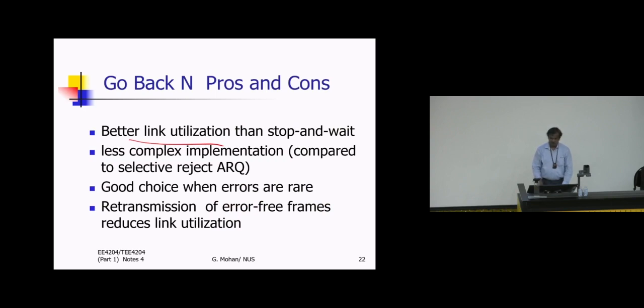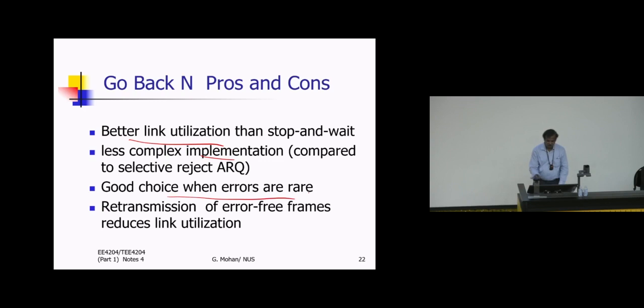And it is less complex compared to the next method, selective reject. Because go back N does not need to reorder frames, since it expects the frames always in sequence. It doesn't need to keep some received frames and wait for the missing frames to put them in order. No, we don't need to do that. But when compared to stop and wait, it's more complex.